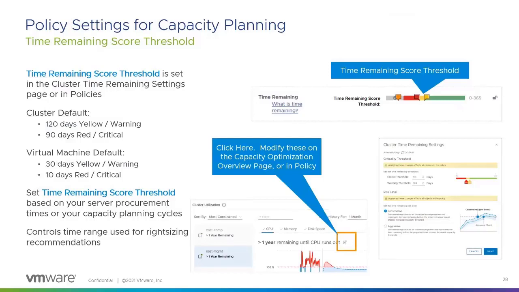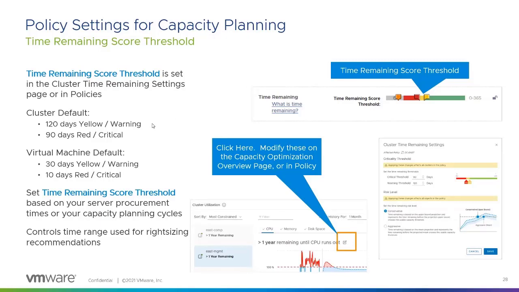So there's a couple of settings that I want to talk about next. We have what we call a time remaining score threshold. This is an important setting for basically telling you when you're going to be running out of capacity and setting your criticality of those timings. But it's also useful for right sizing of virtual machines and clusters, etc. So it's important to know what these are set to and how this affects the capacity projections from the system.